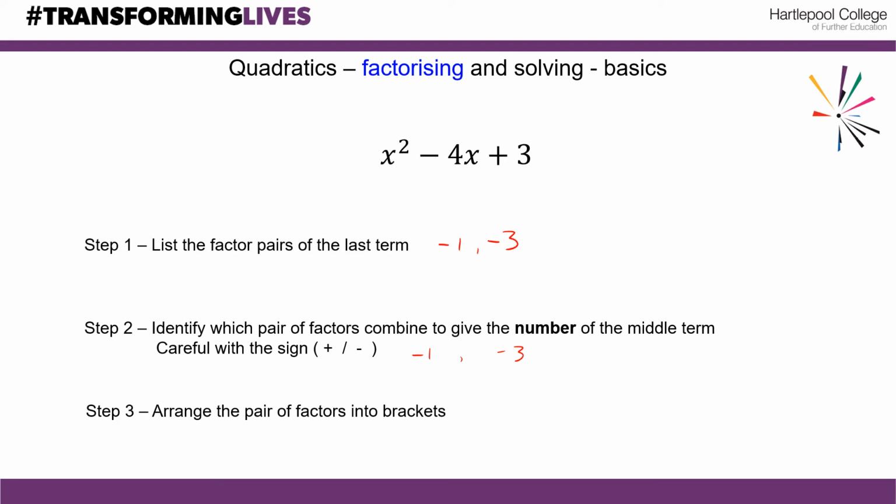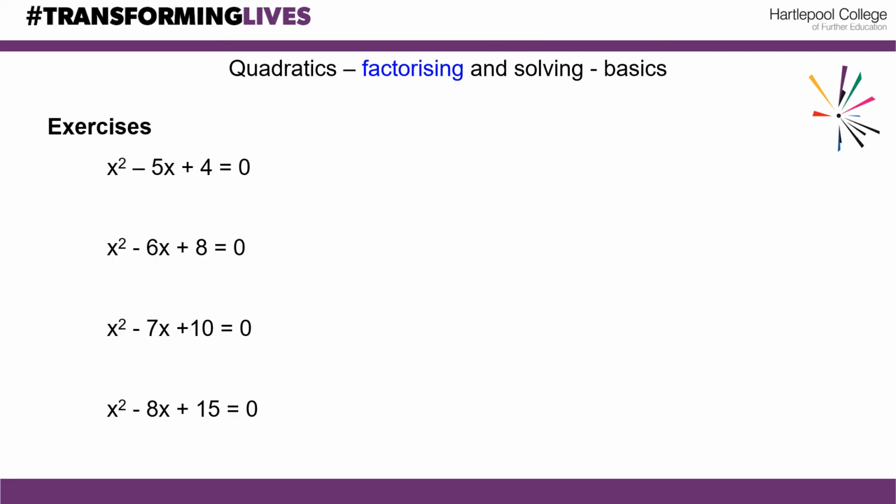And so for step 3, when we come to arrange these in brackets, I just want x's in the front of both brackets, and then I just follow that with a sign. So -1 and -3. Again, this one can be a little bit confusing if you're not comfortable with your table of signs. It's the same process as before. Pause the video, attempt the questions, and then I'll talk us through some answers in a sec.